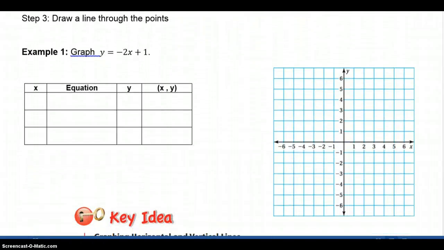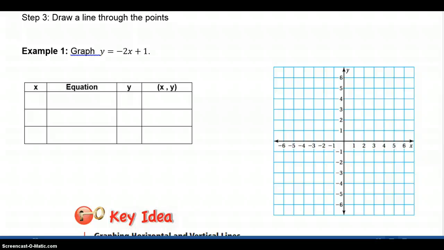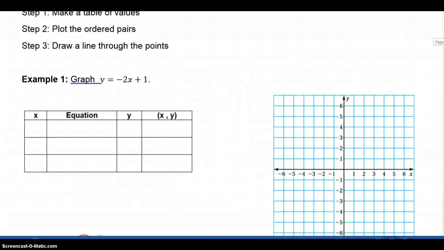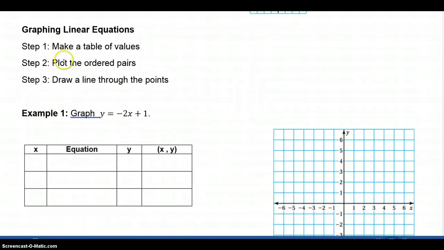We're going to leave the steps up here so that we can see those. If we look at that one, we're going to make a table of values. We can choose x values, but I would always suggest that you use some negative x values. So let's use -1, let's use 0, and let's use 1.